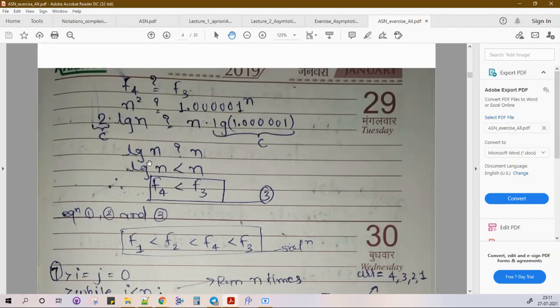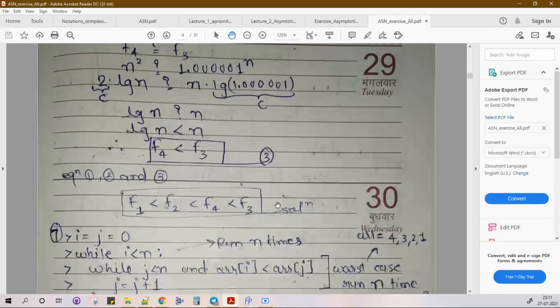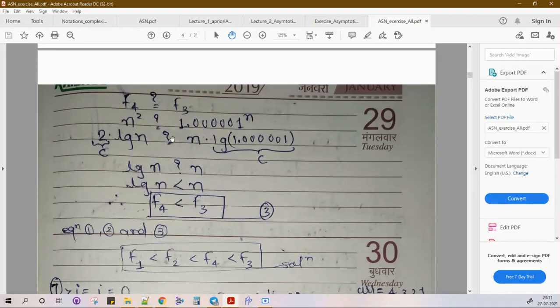Now if anyone asks me, I will just do it in two steps, right? Now it is confusing also, these steps actually. So now let's compare the last piece of puzzle, f4 and f3, n square and 1.00001 to the power n.